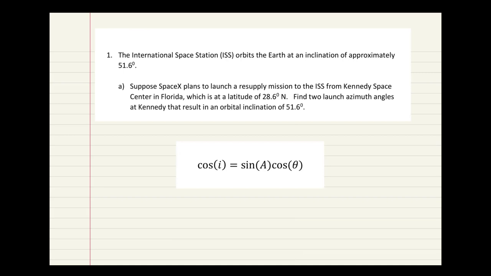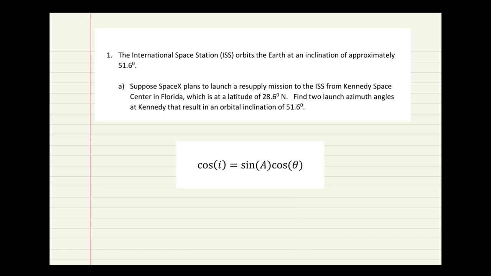So let's take a look at this example. Number one: the International Space Station, ISS, orbits the Earth at an inclination of approximately 51.6 degrees. For part A, suppose that SpaceX plans to launch a resupply mission to the ISS from Kennedy Space Center in Florida, which is at a latitude of 28.6 degrees north. Find two launch azimuth angles at Kennedy that result in an orbital inclination of 51.6.